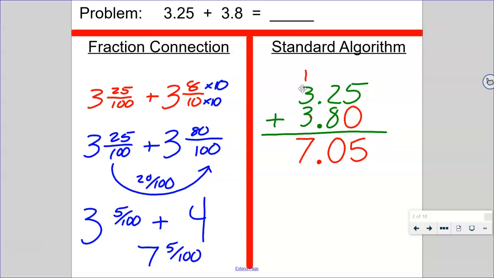You're supposed to solve each problem both ways, not just one of them. All right, guys, happy practice.